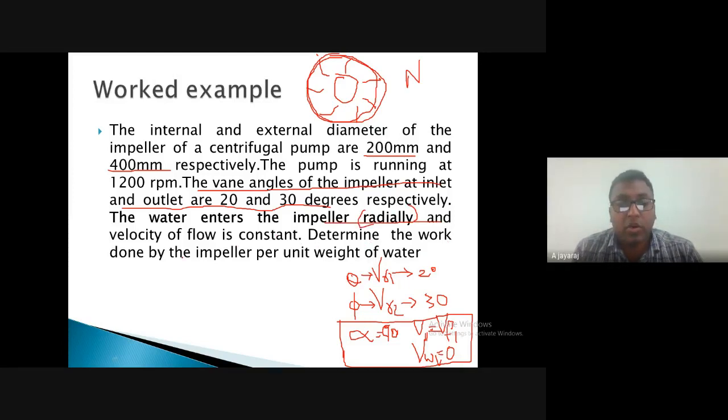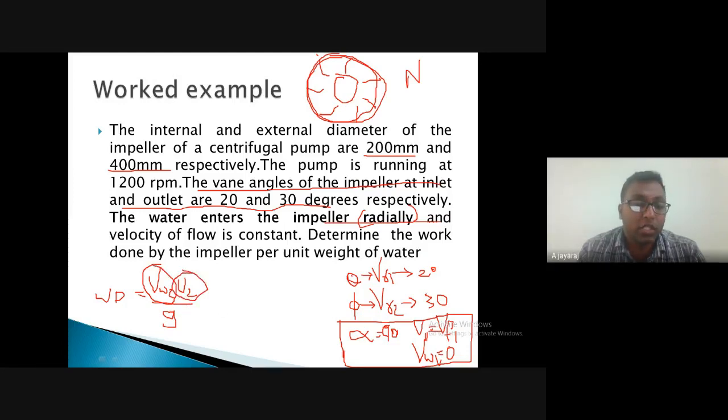Determine the work done by the impeller per unit weight of the water. We understood the equation for this. Work done is given by vw2 into u2 divided by g. This is the equation to find the work done by the impeller per unit weight of the water. So we have to find the whirl velocity at the exit and the tangential velocity of the impeller u2, and then we will be able to find the work done by the impeller.